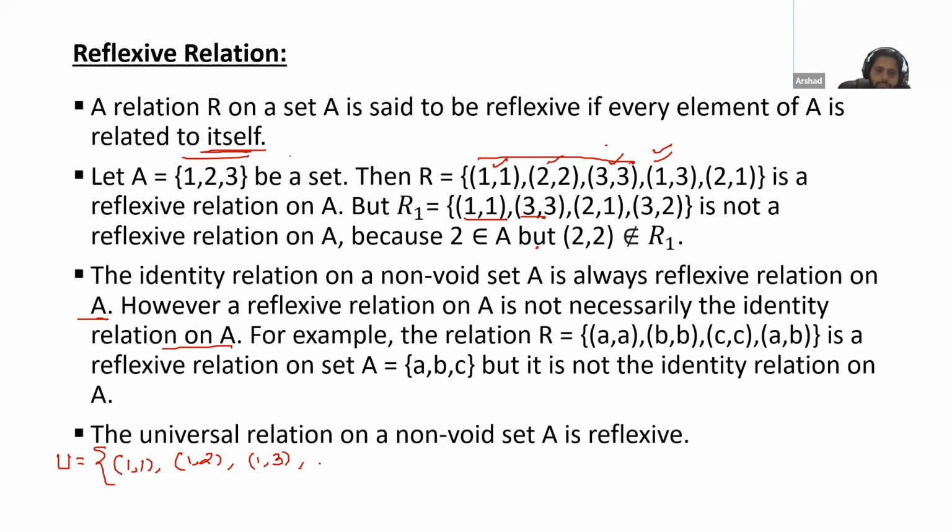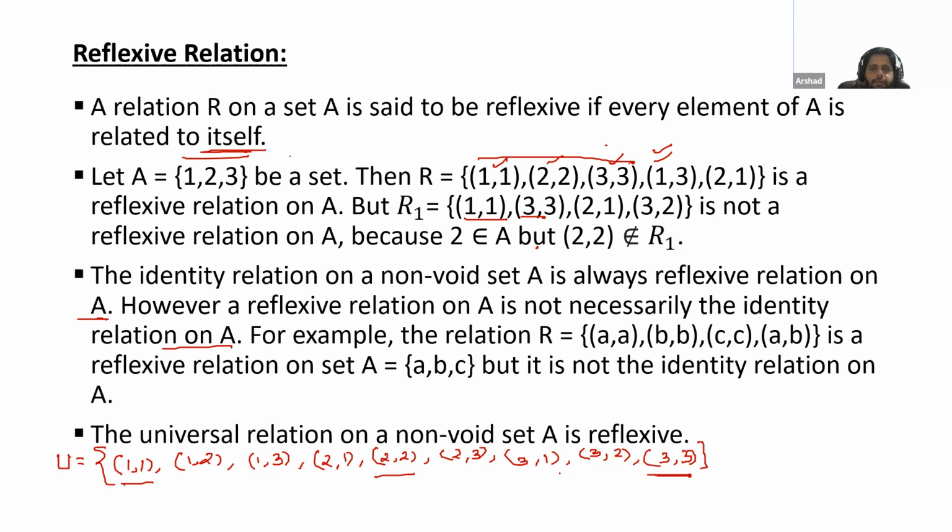Then 2 comma 1, 2 comma 2, 2 comma 3. Then 3 comma 1, 3 comma 2, 3 comma 3. Because it is a universal relation, we will take all the ordered pairs. Now you can see here, if we take all the ordered pairs, then definitely these will always be included. That's why this is always reflexive.